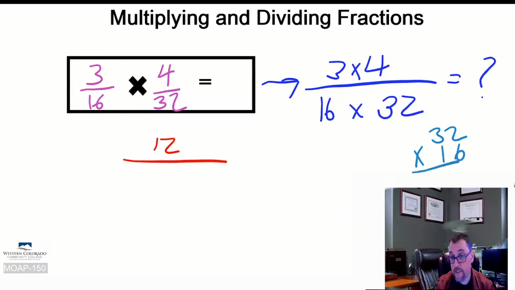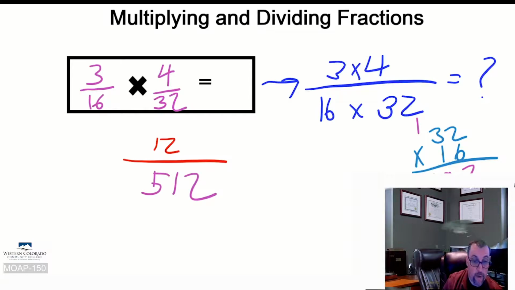So we can do 32 times 16, and the way we start working this is 6 times 2 is 12, 6 times 3 is 18, and then plus our 1 is 19. We add a 0, and then 1 times 32 is 32, and then we add. So we have 2, we have 11, so that's 512. So we have 12 over 512.